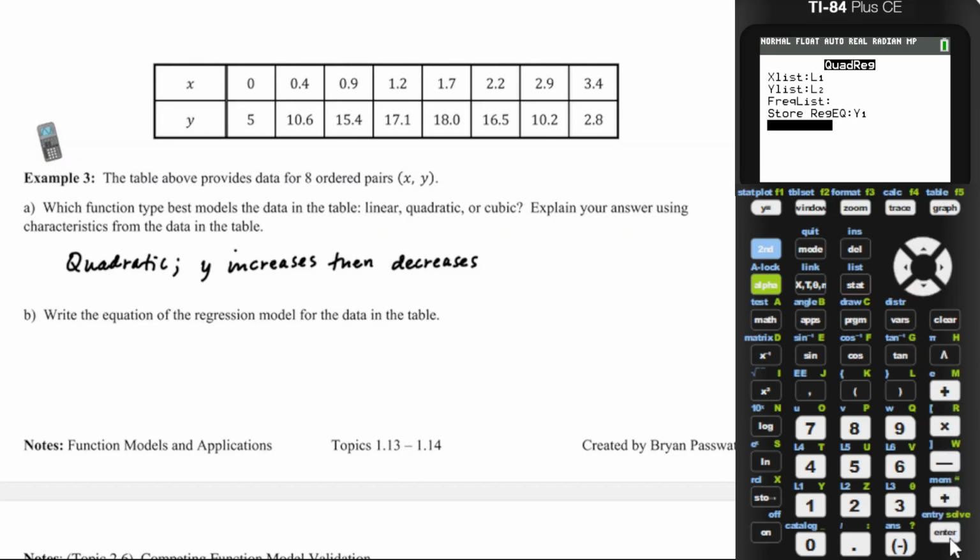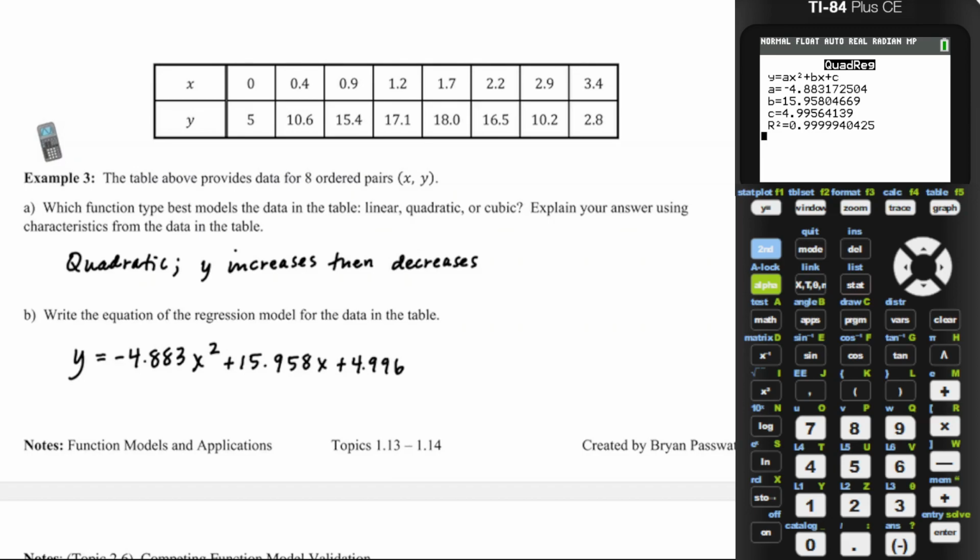And I'm going to calculate and get that, and look at that, R-squared is 0.99999. This is obviously a very good model, very, very close to a quadratic relationship between x and y. So I'm going to copy in my result, and there I've got myself a quadratic polynomial that models the data really, really well.